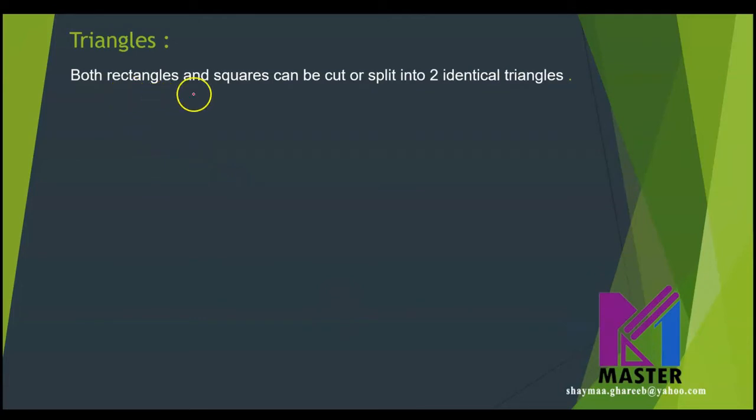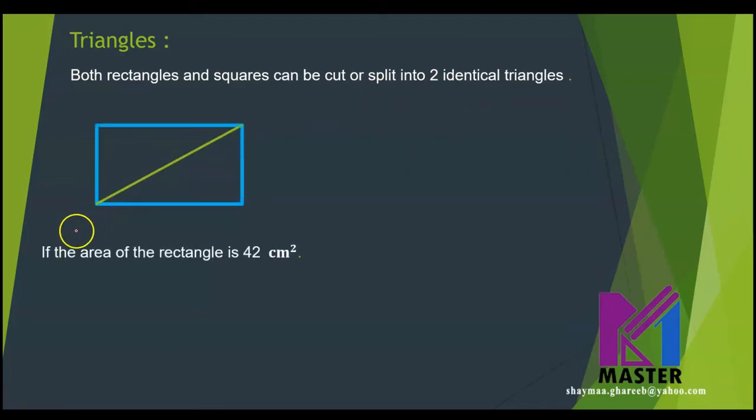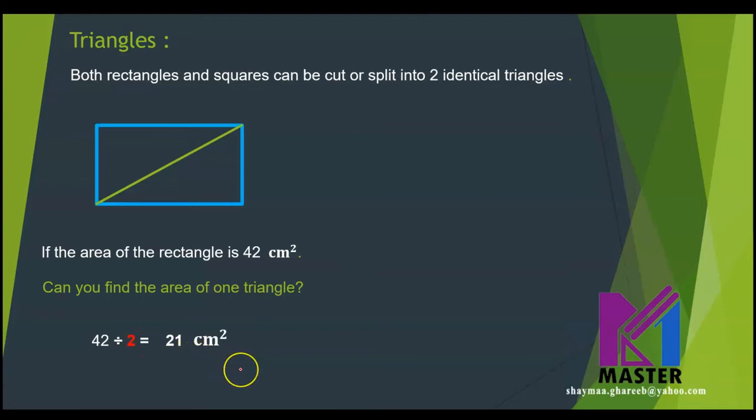Both rectangles and squares can be cut or split into two identical triangles, as we said. Now let's see an example. In this rectangle, the area of the rectangle is 42 centimeters squared. Can you find the area of one triangle? We said in this case, the area of the triangle equals half the area of the rectangle. So 42 divided by 2 equals 21. What about the unit? Centimeters squared.